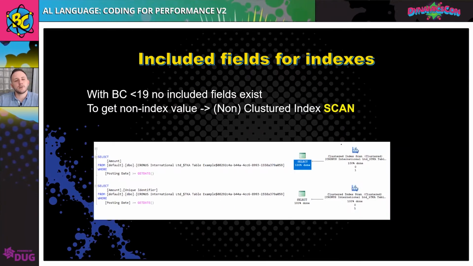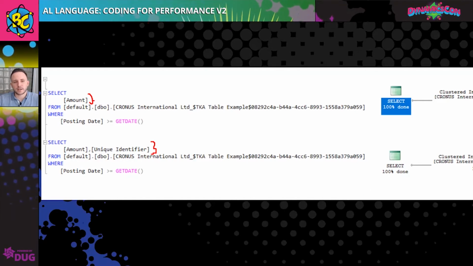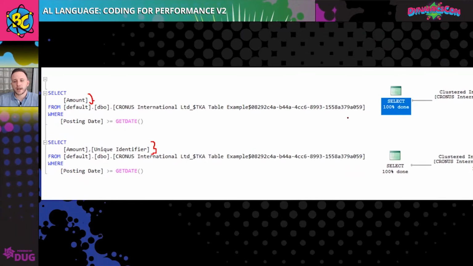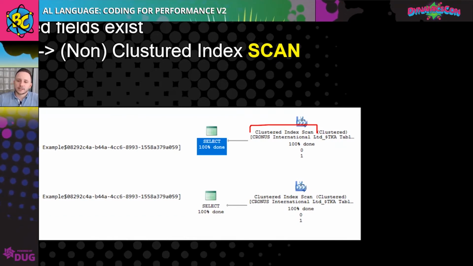So let's look at how it works right now. For example, if we want to get amount from our table, and also amount and unique identifier. So in the current situation with Business Central 2021 Wave 1 and older, all queries, even if you ask for one field, will create a clustered index scan on the SQL server to get the values of the field you want to load and work with. What's a clustered index scan?